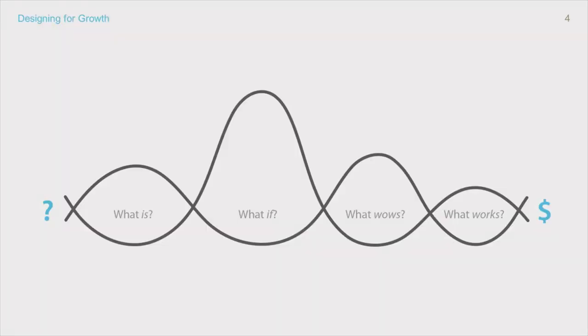We began by looking at an overview of the design thinking process as being about 4 questions: what is, what if, what wows, and what works, that allow us to generate and experiment with ideas. And we talked about the kinds of problems design thinking is especially well suited to solving. But design thinking, we noted, is about more than just a process and tools.